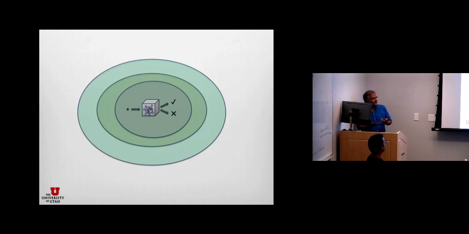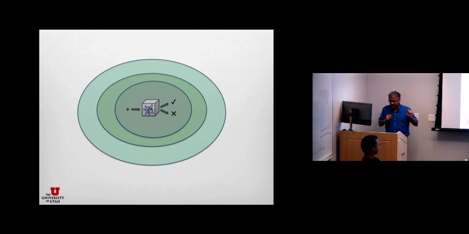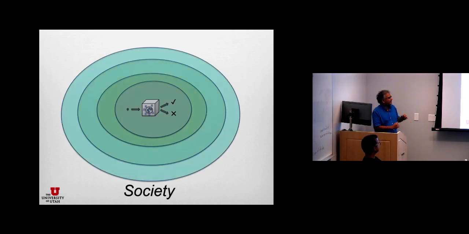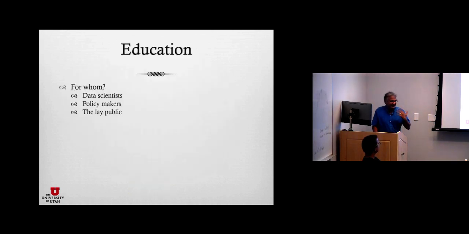So let's get back to our views of context. So we've talked about how, as you go out further and further, you get different questions you want to ask. And what I want to talk about towards the end of this talk is sort of the last realm of context, which is where you are thinking much more broadly about how your work affects society. And to me, a lot of this is about education. Education for whom? Well, it's education primarily for data scientists, because those are the people I teach, for policymakers and the lay public.